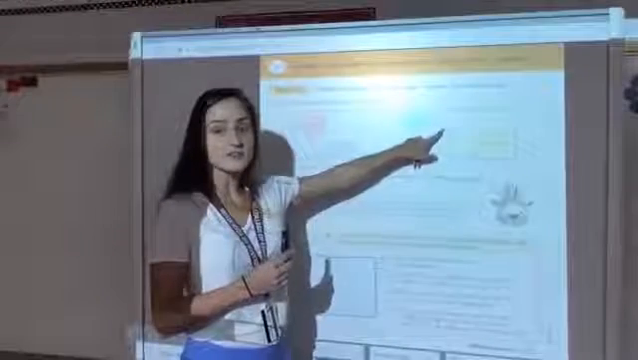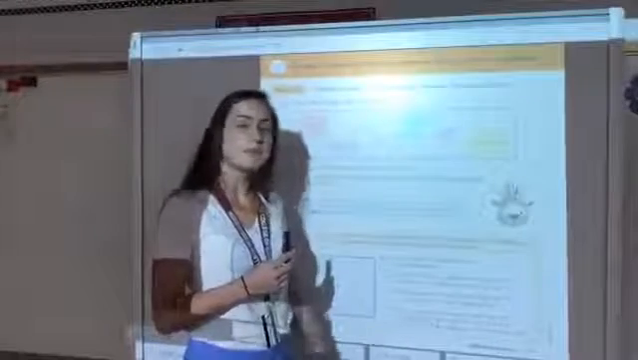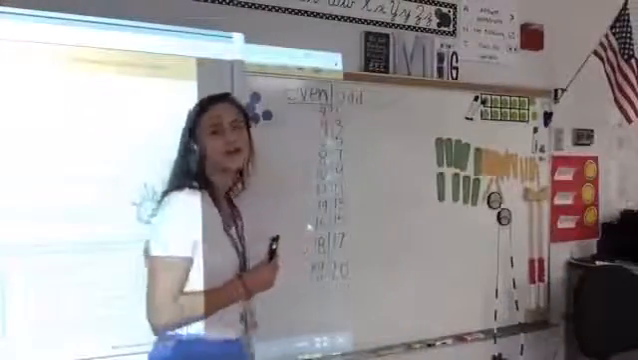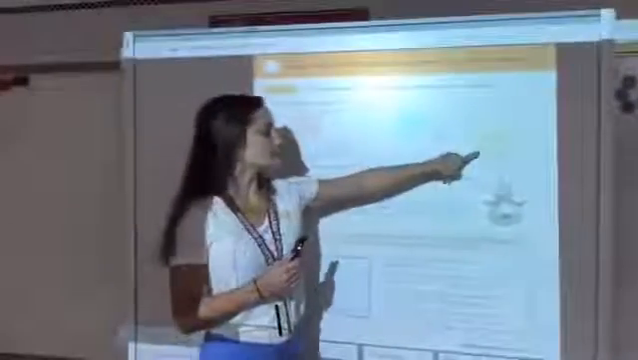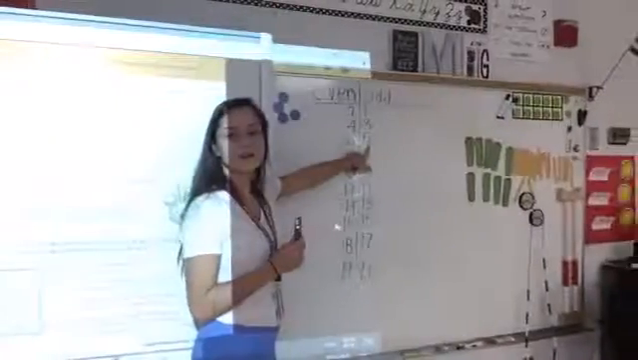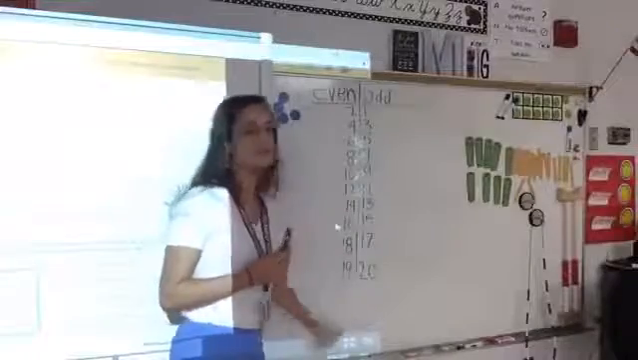Does 1 have a partner? He's all by his lonesome. And we can look back on this T-chart. 1 is the first one on the odd side. Last one. 1, 2, 3, 4, 5. 5 squares. Let's look. 5 is on the odd side because it does not have a partner.